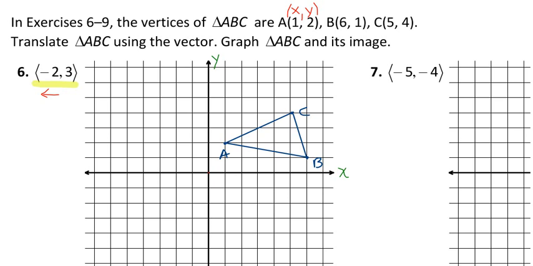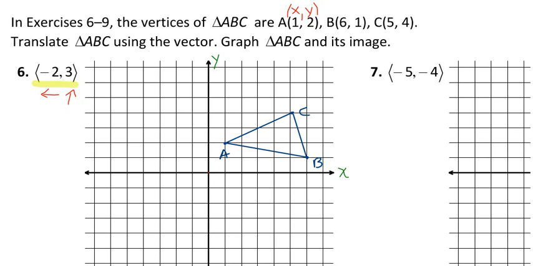So we're going to go two units to the left and 3 units up. So each point of triangle ABC is going to be moved with that vector, which is 2 units to the left and 3 up. So we start with point A. We're counting the blocks, that's all we're doing. 2 units to the left and 3 up. The new point A, which would be A prime, would be right here.